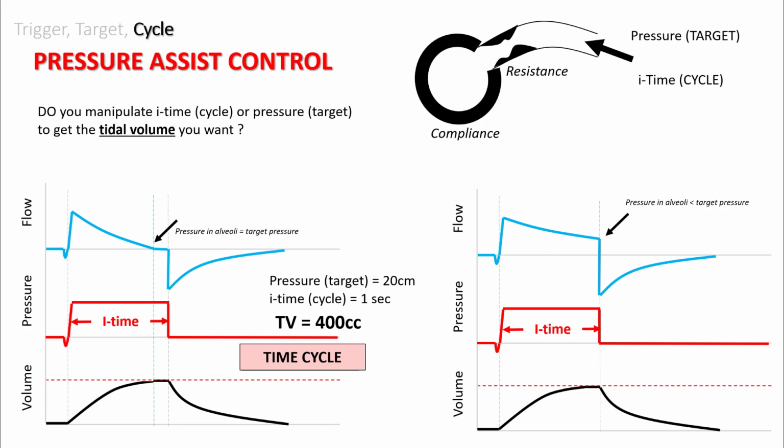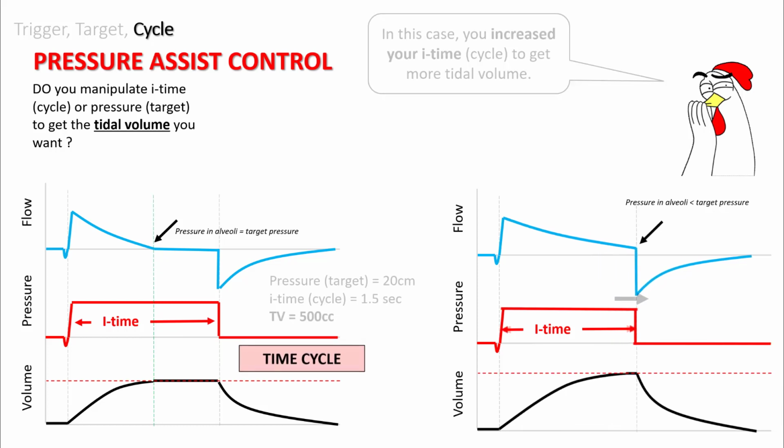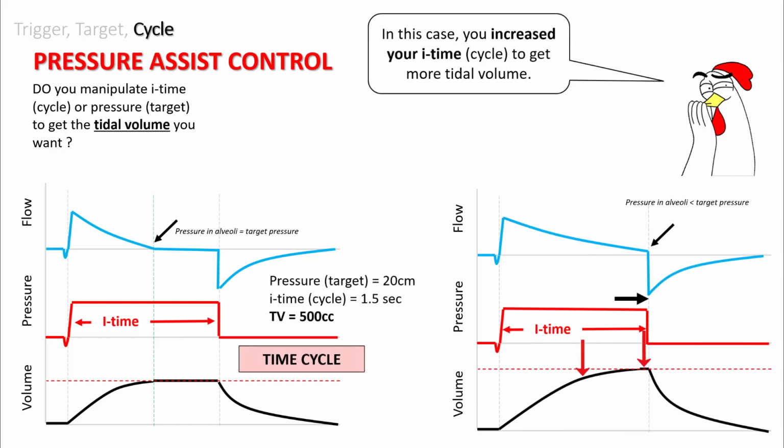This is important to note because if you want to increase the volume, in the first case, increasing I time is not going to give you any extra volume because your flow has already dropped down to 0. In the second case, increasing the I time will give you some extra volume because there was still a pressure gradient between alveoli and target pressures.